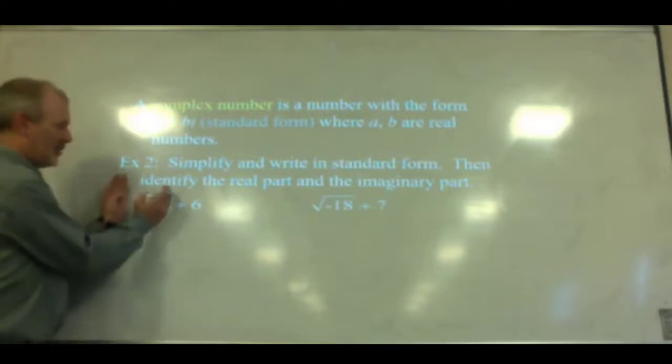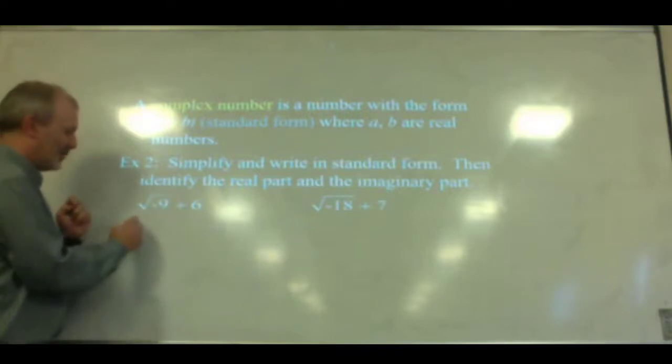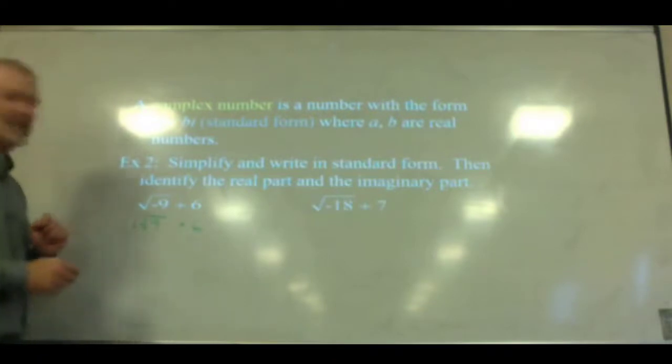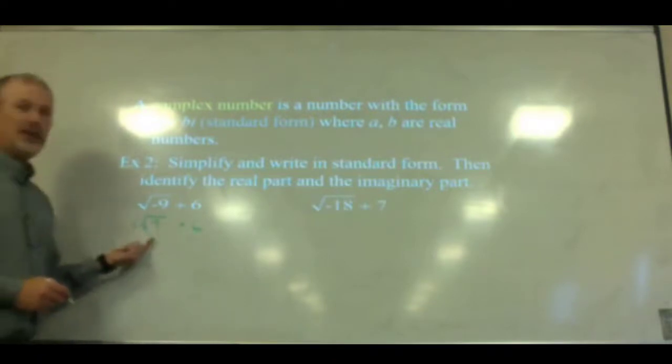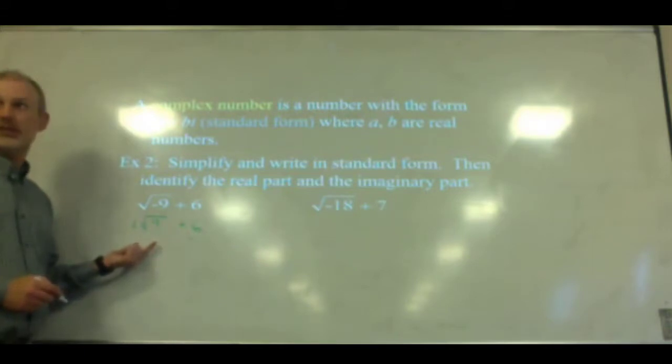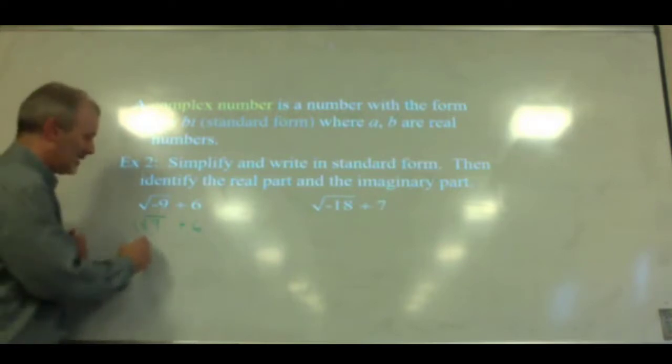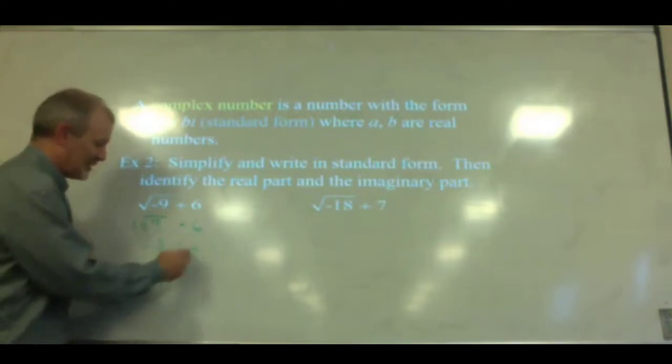If we're just working with this -9, we're going to take out the negative and put the i there, right? We're not going to do anything with the 6 yet. We'll do that in a second. Then what do we know about the square root of 9? It's 3, right? Square root of 9 is 3, so we can just write that down. So i times 3 plus 6.